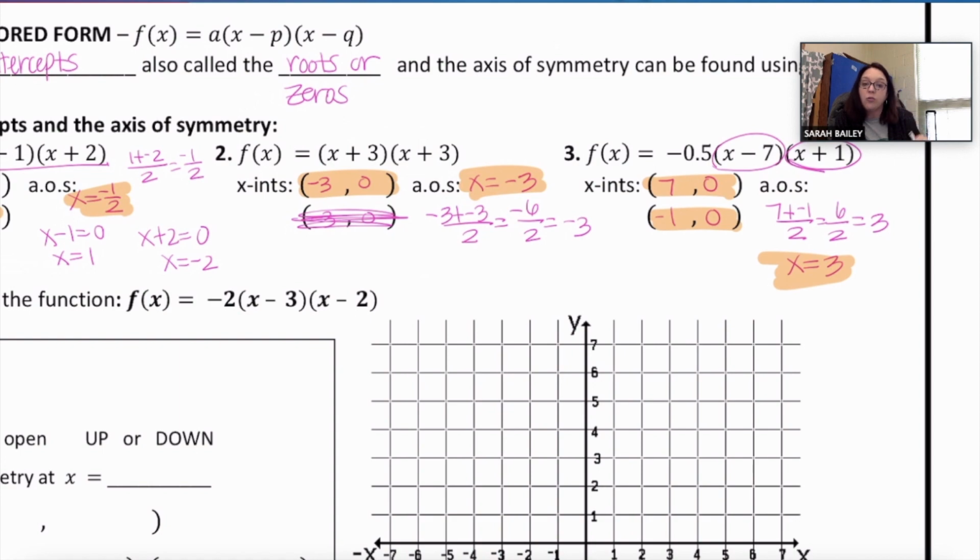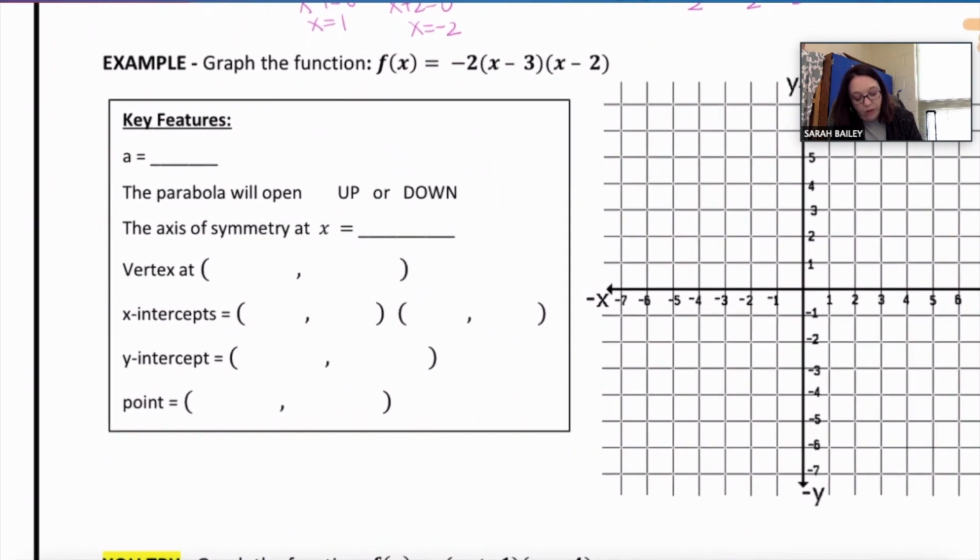Okay, now let's graph one. So this time we're going to graph f of x equals -2 times x minus 3 times x minus 2. So the a value here is -2, which means that the parabola would open down. It's that N-shaped. Let's skip the axis of symmetry for just a minute, and let's skip the vertex. Let's go directly to our x-intercepts. Let's do that part first.